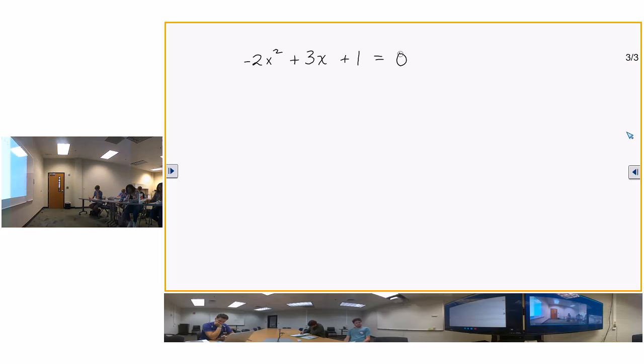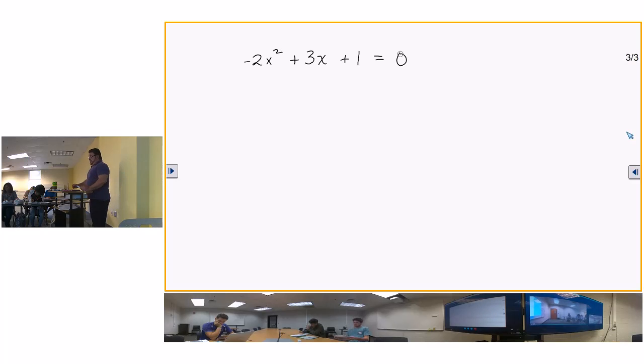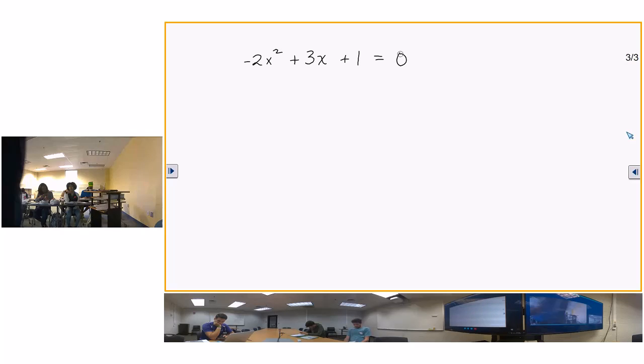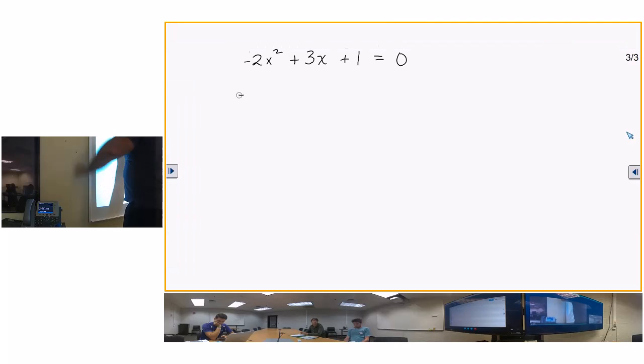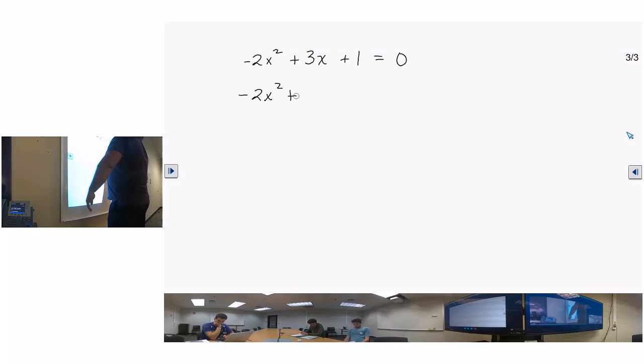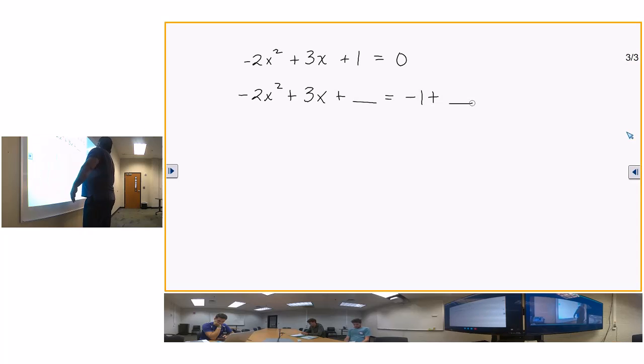Now remember, you've got to factor out a negative 2, so that's going to make a fraction, and then you have to divide by 2. So you're going to have to use a couple of steps here. Because we're talking about a 6 or a 7 right now. So what are you going to do first? Move C and add your what? Add your blanks. So negative 2x squared plus 3x plus blank is equal to negative 1 plus blank.